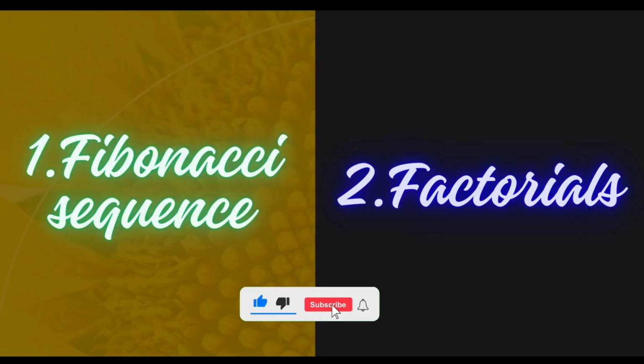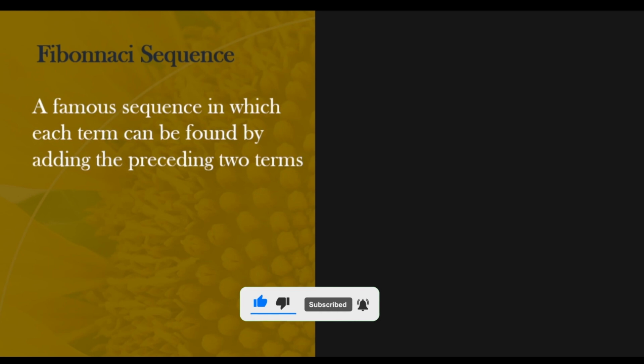Today's video, we will explore two classic examples of recursion: the Fibonacci sequence and factorials. So let's get started. The Fibonacci sequence is a well-known sequence in which each term can be found by adding the preceding two terms. इसमें हमारे पास हर term preceding two terms add करने से find की जाती है.